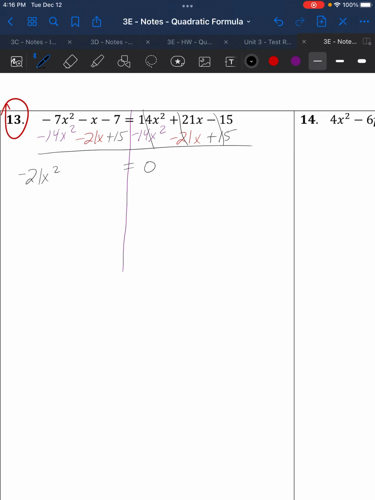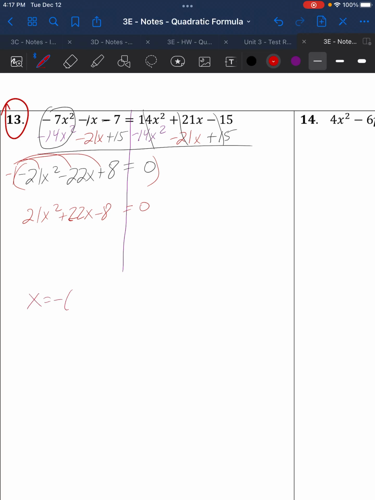The right side all cancel out to 0. The left side I have a negative 21 x squared, that's negative 7x squared minus 14x squared. I have a negative 1x minus 21x is my negative 22x. I have a negative 7 plus 15 is 8. At this point I know what my a is. Well, actually I don't like my a. My a is negative. I prefer to have a positive, so I'm going to multiply everything by negative 1. So that's going to end up being positive 21x squared plus 22x minus 8 equals 0.